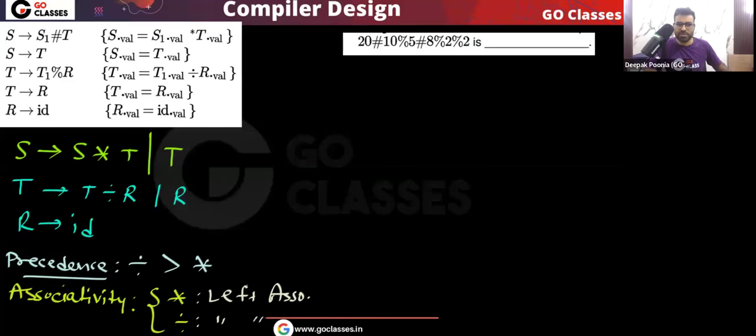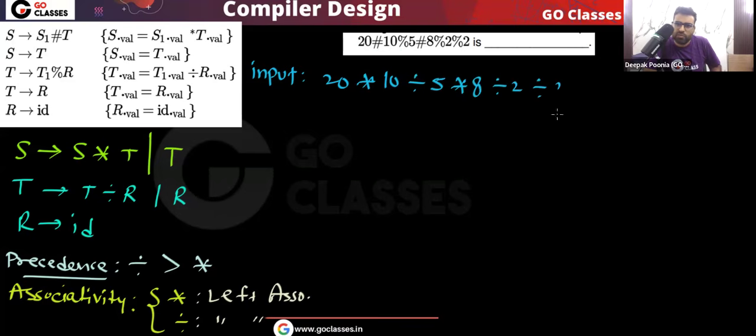Very simple, I hope you understood. So for the input that is given to you, you can replace this hash with star and you can replace this percent with division. So basically the input that you will get is 20 star 10 divided by 5 star 8 divided by 2 divided by 2.